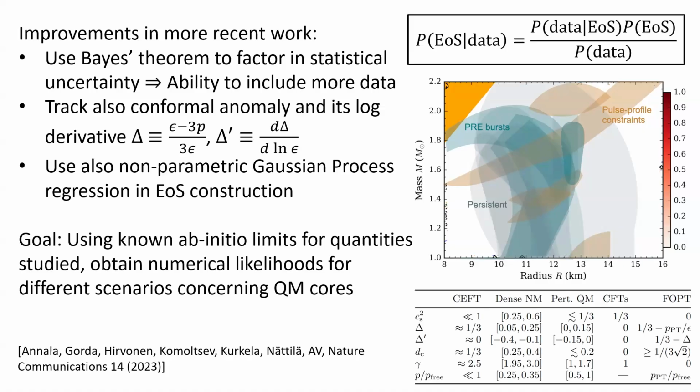So what we really wanted to do is to obtain hard limits or probabilistic limits for how different quantities behave at different densities, and then we wanted to compare the results we get to known robust results in different limits, like chiral effective field theory, in different phenomenological models for dense nuclear matter, values that one obtains in perturbative quark matter, or in conformally invariant field theories, or in systems that are undergoing a first order phase transition.